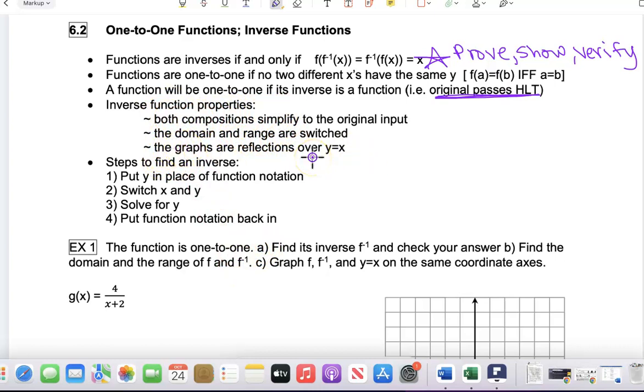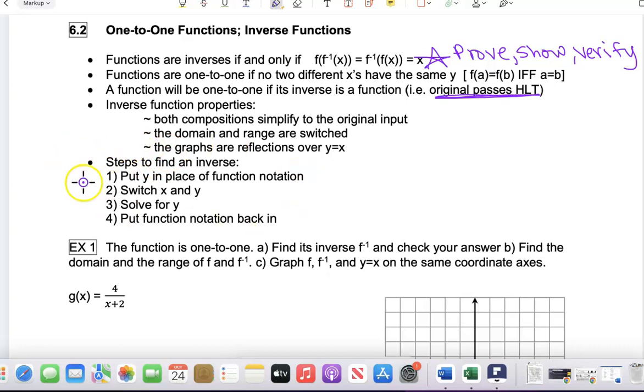Also, on the graphs, they should be reflections of each other over the line y equals x, which means that if we were to fold our paper on this line, which has a y-intercept of 0 and a slope of 1, so it's that diagonal looking line that's increasing that goes through the origin, we could fold it on that line and the graphs would line up on top of each other. So that's what it means to be reflections over y equals x.